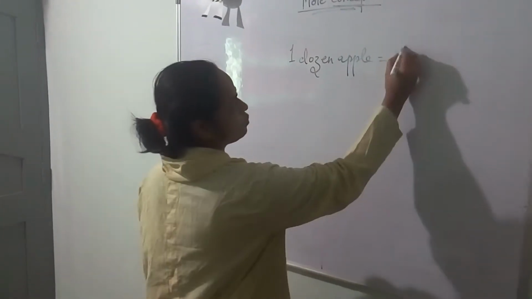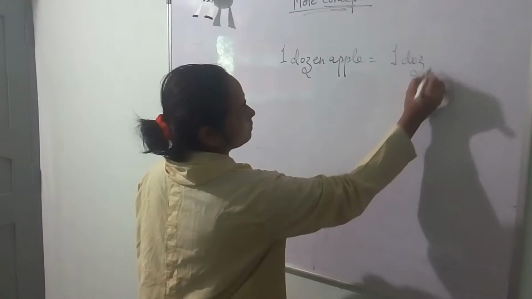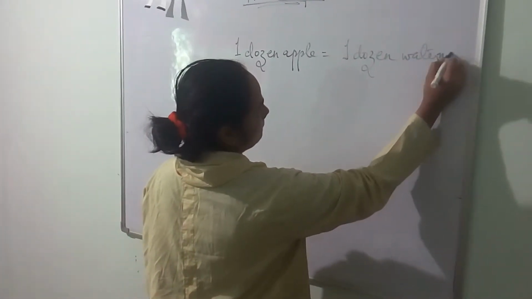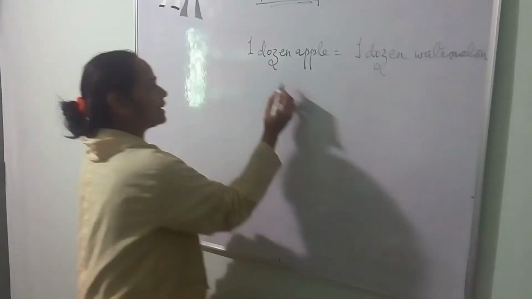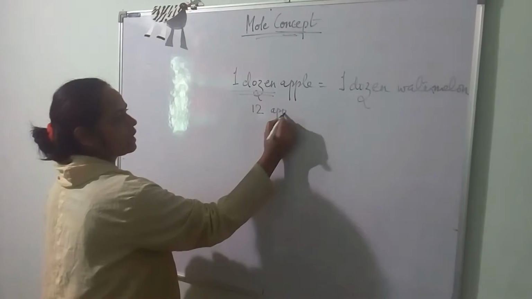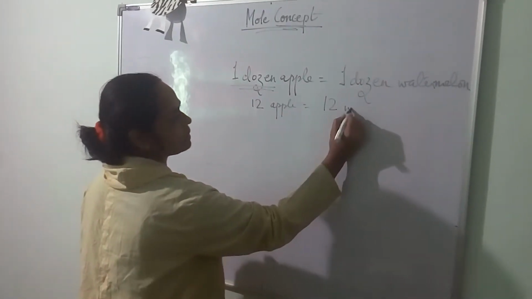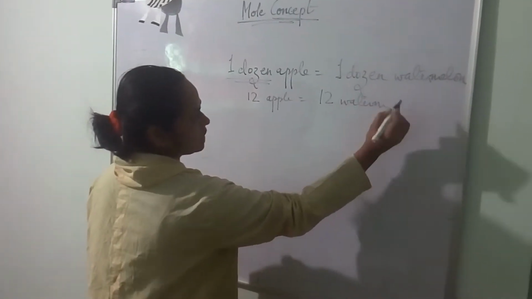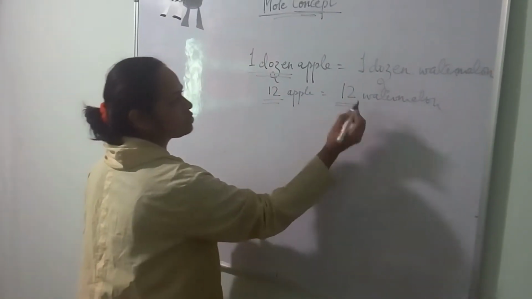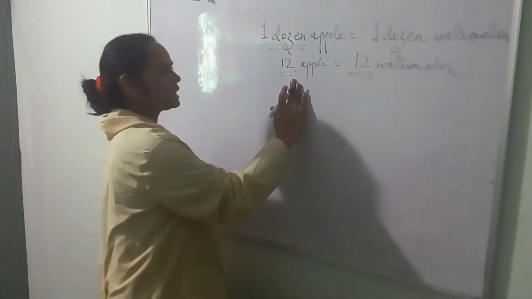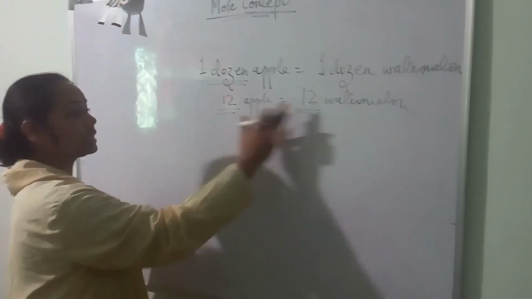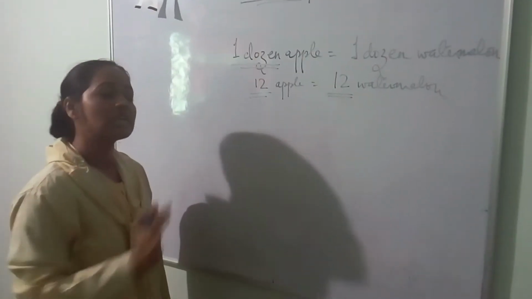is equal to 1 dozen watermelons. That means 1 dozen means 12 apples and 12 watermelons. So here you can see that the numerical value, 12, is the same. We have taken different objects, but the numerical value is the same.